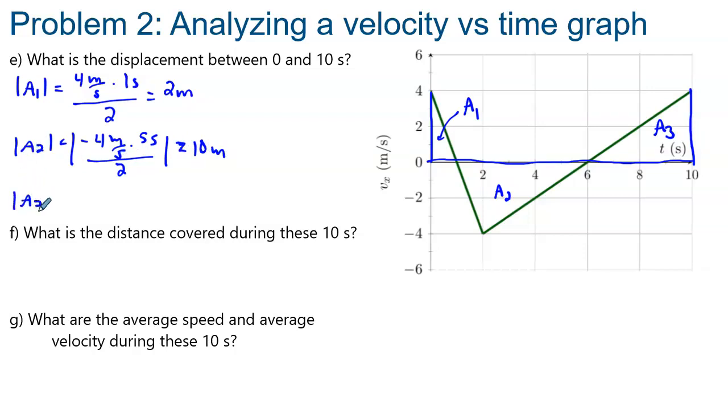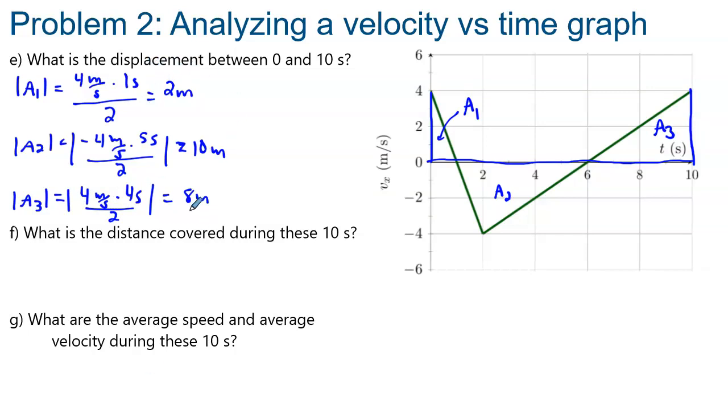And we do the same thing for area number 3. For area number 3, again, the height is 4 meters per second. The width this time is from 6 seconds to 10 seconds. So that will be 4 seconds divided by 2 because it's a triangle. And we get 8 meters.